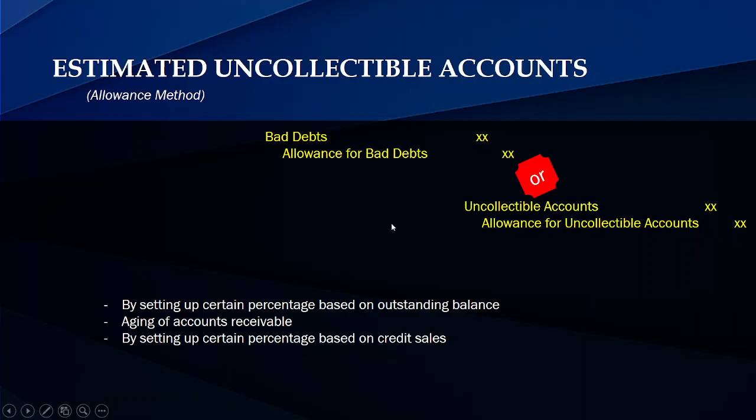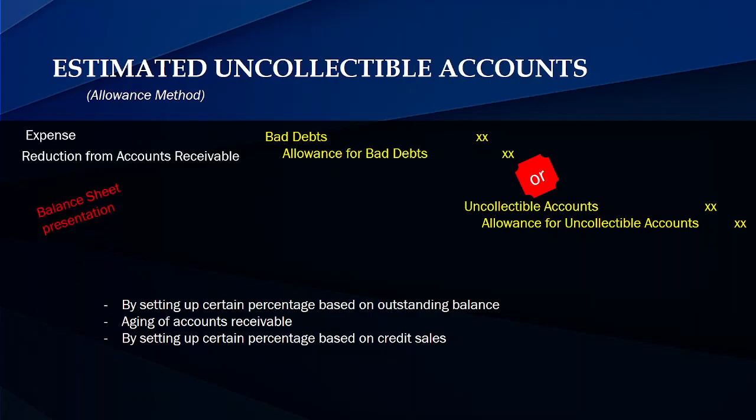Okay, how do we get the estimated uncollectible accounts? It can have the following bases: by setting up a certain percentage based on outstanding balance, aging of accounts receivable, and lastly, by setting up a certain percentage based on credit sales. Let us continue. Again, let me go back. This is an expense account. Of course, it will be shown under the income statement, and this is a reduction from accounts receivable. Therefore, it is presented under the balance sheet.